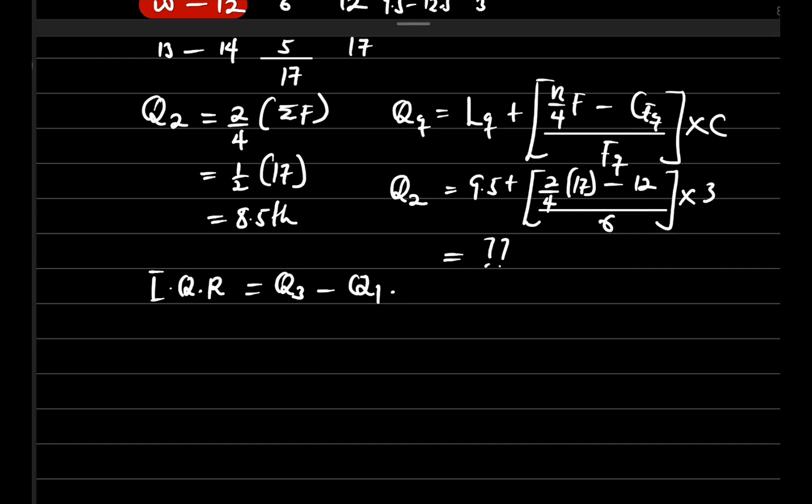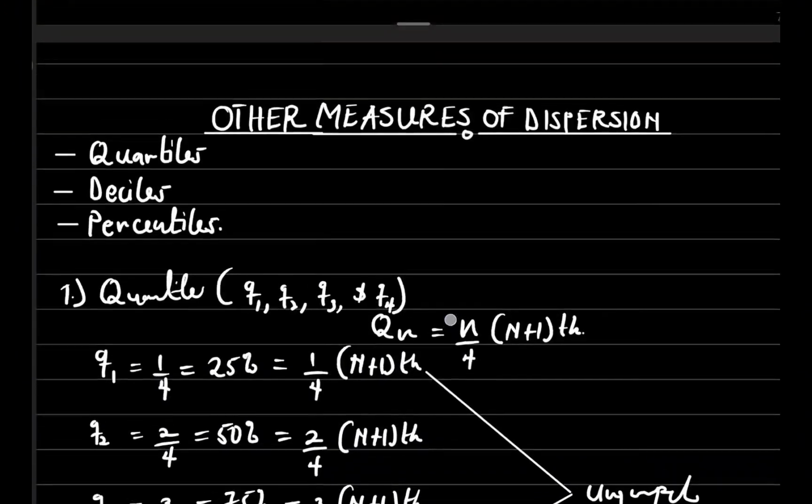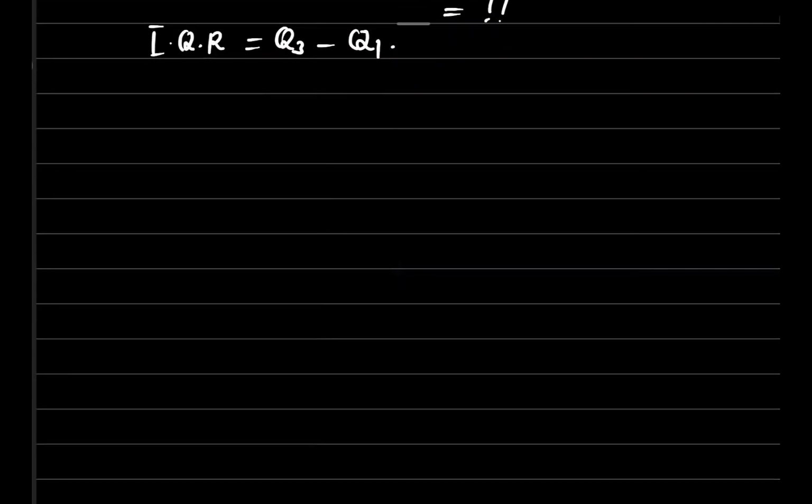So that was on the quartiles issue. The next thing we want to look at is the deciles. Deciles too are another measure of dispersion. So let's bring in deciles.